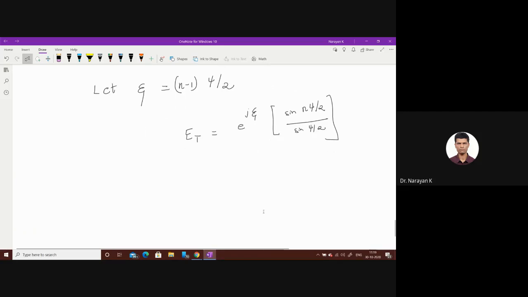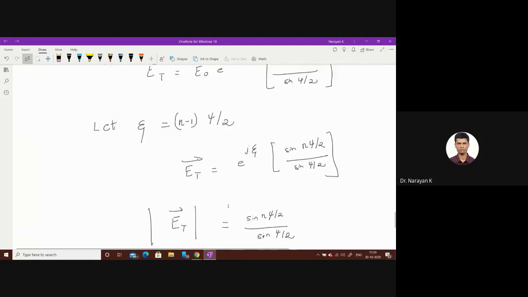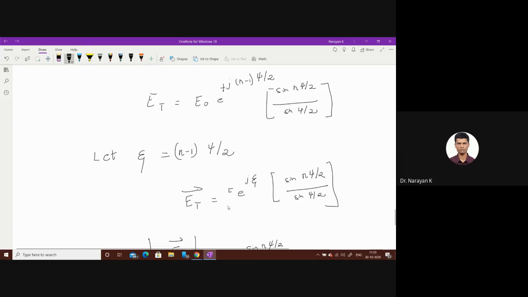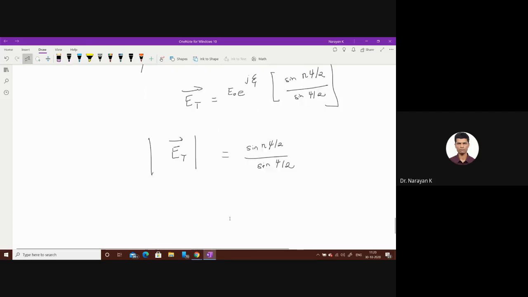This is your vector component E total. So if you only consider the magnitude of the total electric field, the zeta component will go. You will get only n psi by 2 divided by sine of psi by 2. This is your magnitude component of it. So somewhere I forgot an E naught. Okay, sorry. Nobody told me. Here E naught is there. Okay. This is your magnitude component of it.